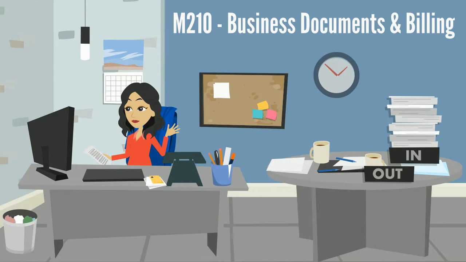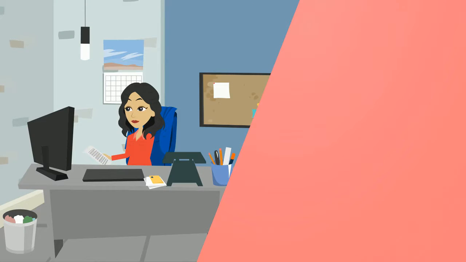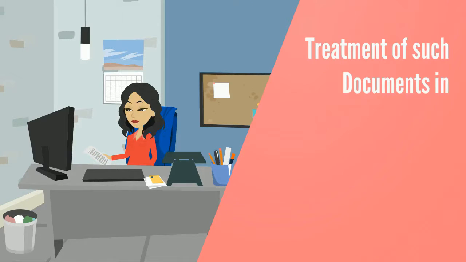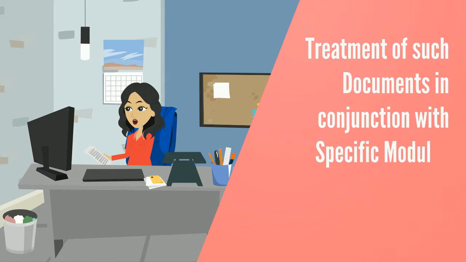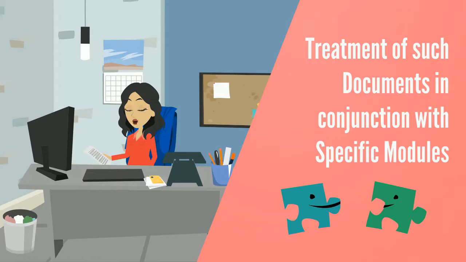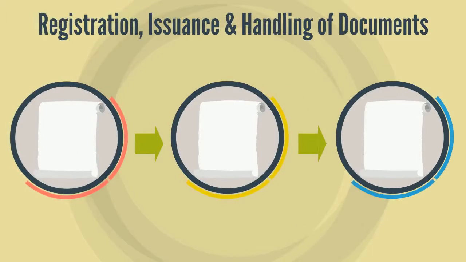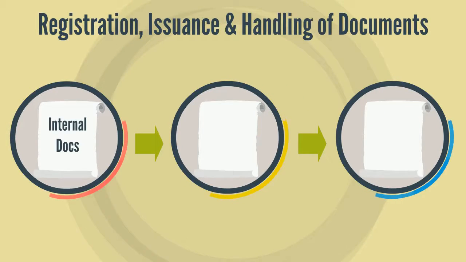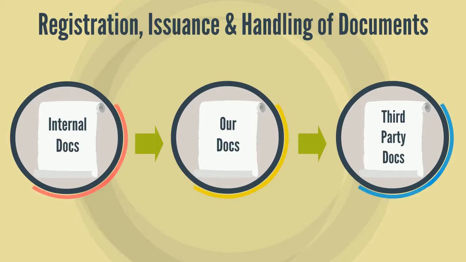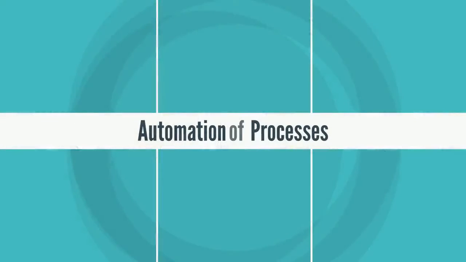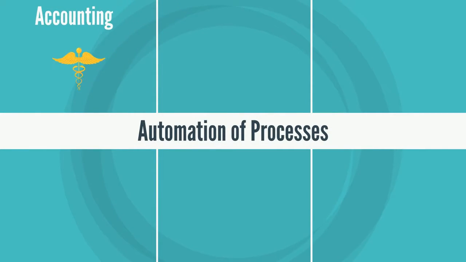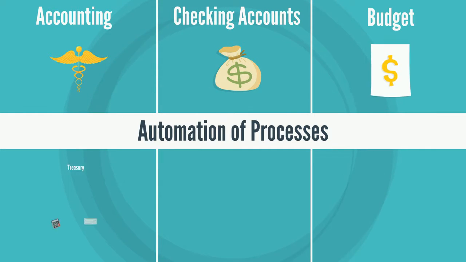M210. Business Documents and Billing. This module ensures the general treatment of such documents, which is done, in some cases, in conjunction with specific modules, with highlights to the registration, issuance, and handling of internal documents, documents to third parties and all sorts of documents from third parties. The automation of the reflexes of documents on different subsystems, particularly in accounting, checking accounts, budget, treasury, fixed assets and stocks, inventory.